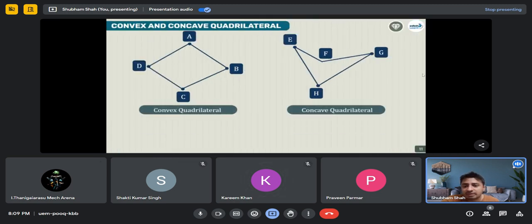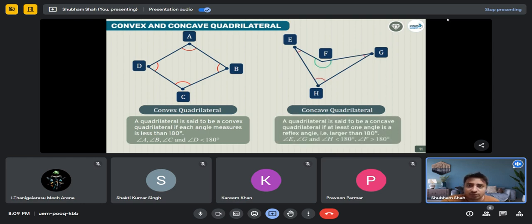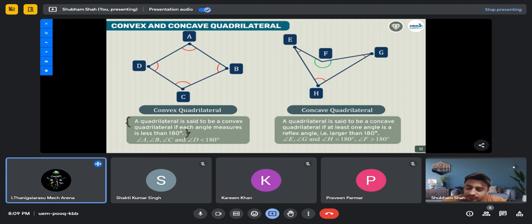Now convex and concave quadrilateral. What is a concave and convex quadrilateral? This is very important. Yes, tell me, Shinchan. Look, a convex quadrilateral. Okay.